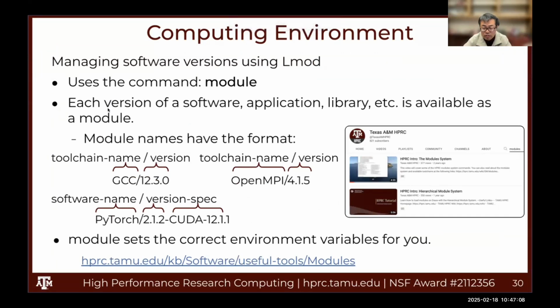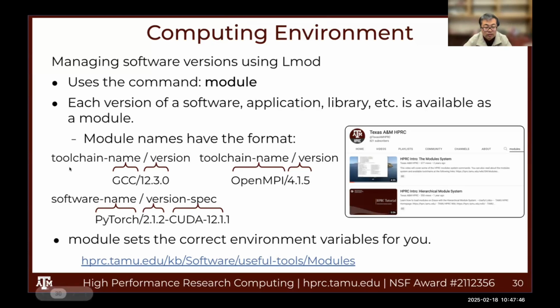Each version of a software application or library is available as a module. The module names have this type of format, and so you will see the software name. For example, you want to load PyTorch into your environment, and you can search PyTorch, and then it has a version number, and also this one, PyTorch was built with CUDA 12.1.1. So you will see the CUDA version as well if you want to use the GPU.